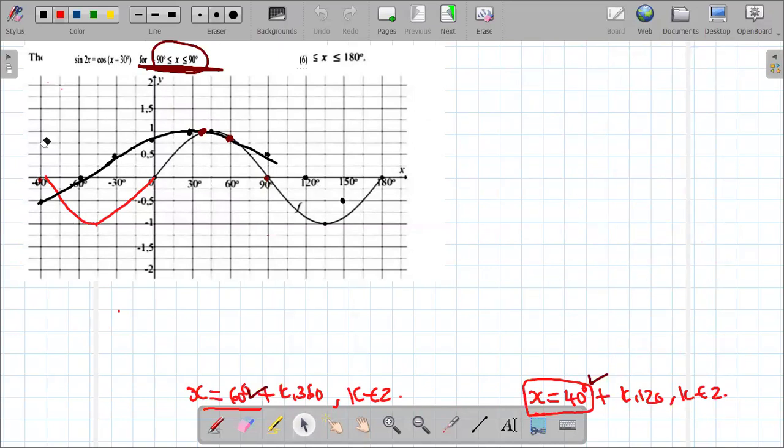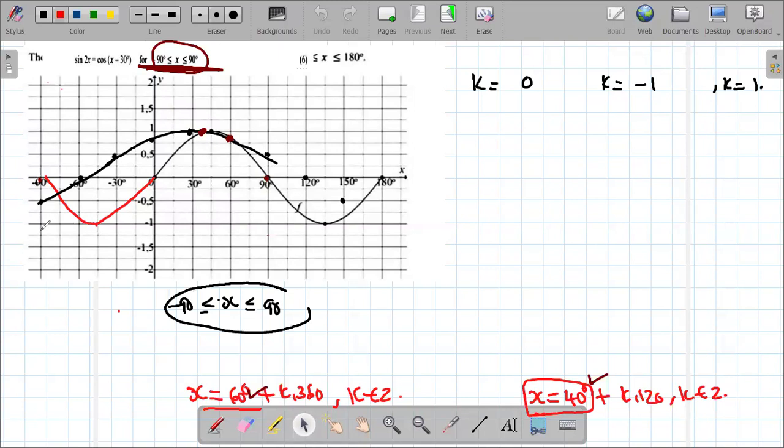Okay, I'm just gonna do this. K equals 0, K equals negative 1, K equals positive 1. So when you put K equals 0, what's your answer here? Okay, they said our answer should be between what? X should be between negative 90 and positive 90. That's what they said. So let's check something.